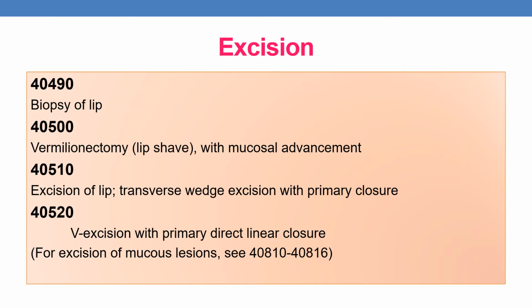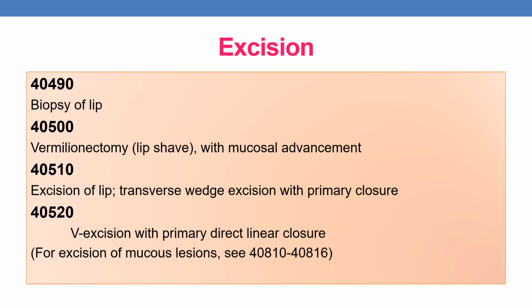Coming to the first CPT, it is 40490. It deals with biopsy of lip. The next is 40500. Vermilionectomy, that is lip shave with mucosal advancement. The next CPT is 40510. It deals with excision of lip, transverse wedge excision with primary closure. The next CPT is 40520. It deals with excision of lip with V excision with primary direct linear closure.